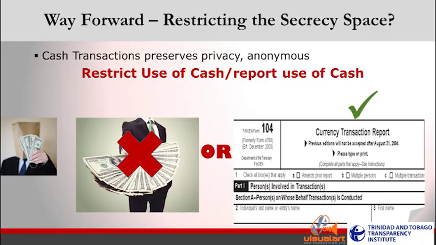Either have what is called a currency reporting system, so that if cash above a certain amount is used in a transaction, the business would have to report it to the FIU. An alternative, which may be more drastic, and we may not quite be ready for it yet, is to restrict the use of cash in transactions. And I could give you an example right here.